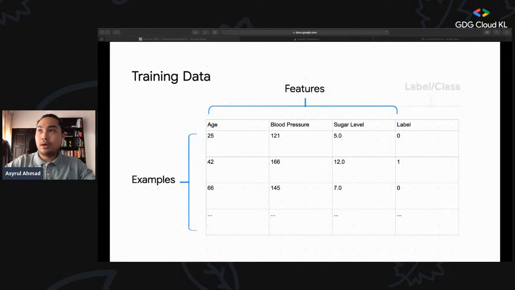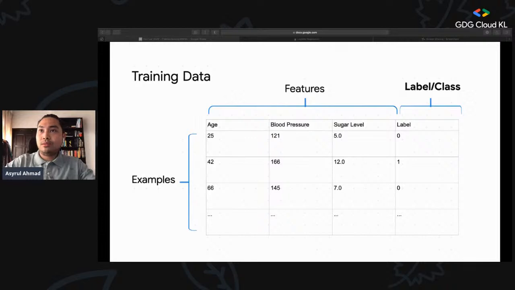And finally, you have the label or the class. In this case, it's either a 0 or a 1, which means that either the person has diabetes or doesn't have diabetes. Keep in mind, this is historical data, meaning that we already know each person either has or does not have diabetes. So it's a 0 and 1. In this example, it is called a supervised binary classification problem.